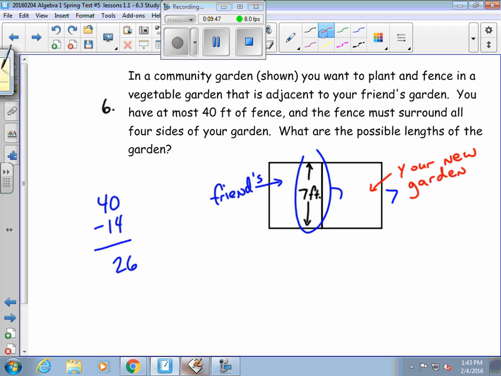You need another amount there and there on the fence. So you take that 26 and divide it by 2, it has to be the same amount. And each of those sides can only be 13 feet. So 26 divided by 2 is 13 feet.